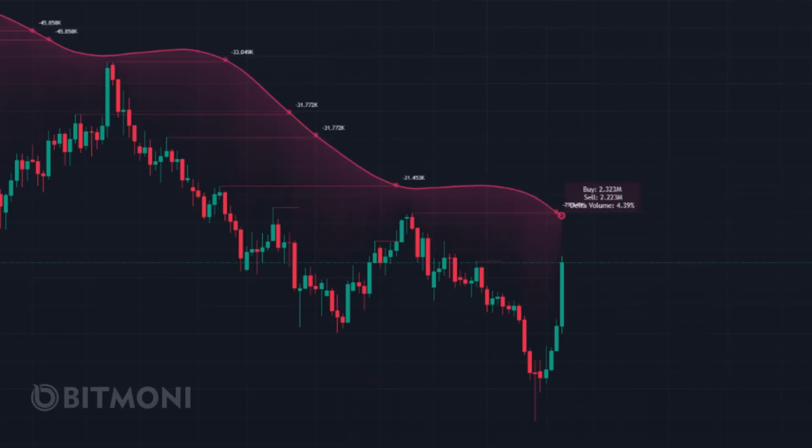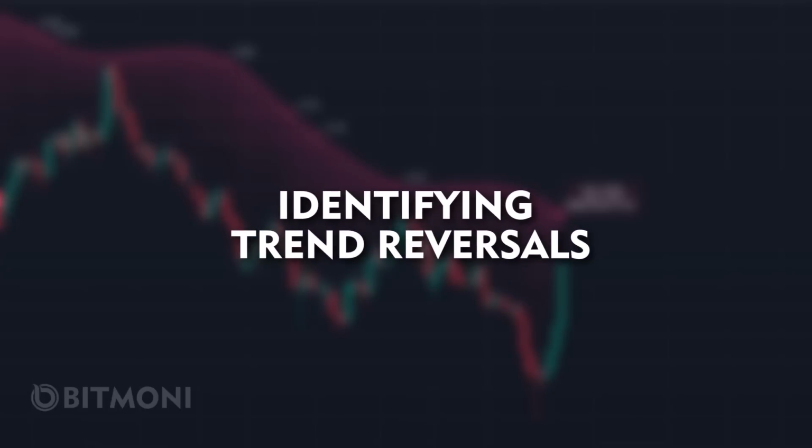For example, on this chart, you'll notice the market experiencing a pullback with more green candles appearing. This causes the delta volume to become less negative, signaling a weakening trend. Eventually, if this continues, it can indicate a potential trend reversal. This brings us to another important application of this indicator, identifying trend reversals.